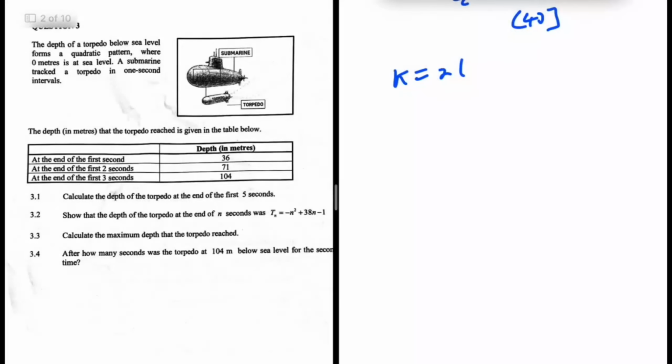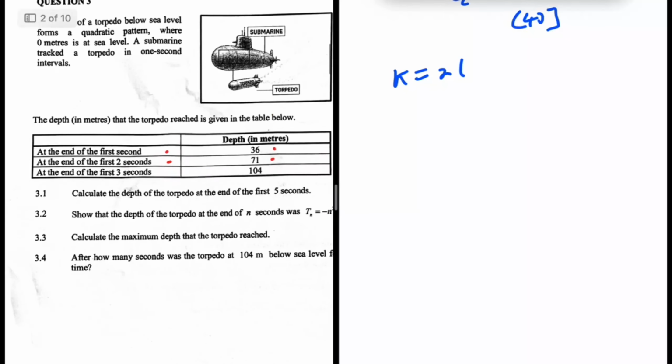Calculate the depth of the torpedo. Whoa, what is happening? At the end of the first 5 seconds. Let's see. Okay, so the depth of some object below sea level forms a quadratic pattern where 0 meters is at sea level. A submarine tracked the object in 1 second intervals. Right, so what is happening? The depth in meters that the object reached is given in the table below.